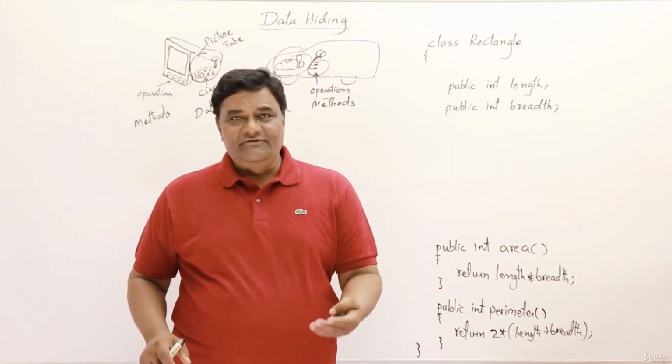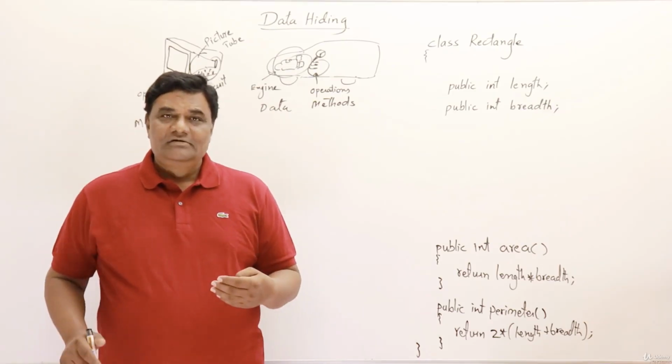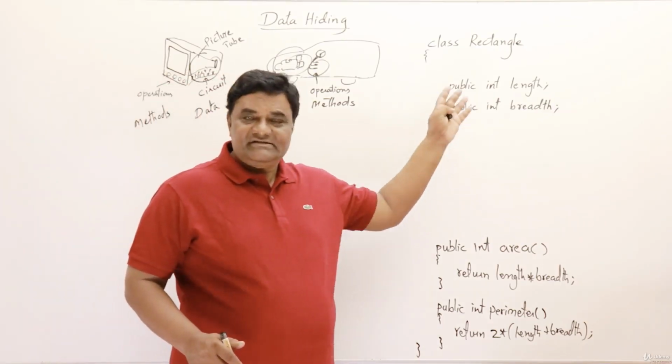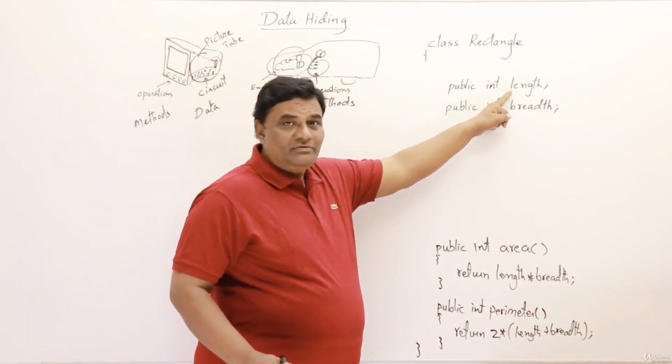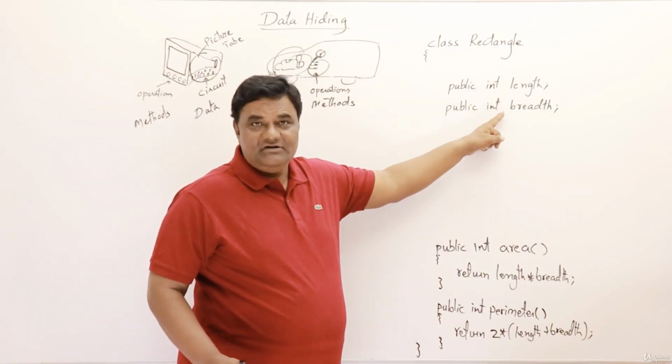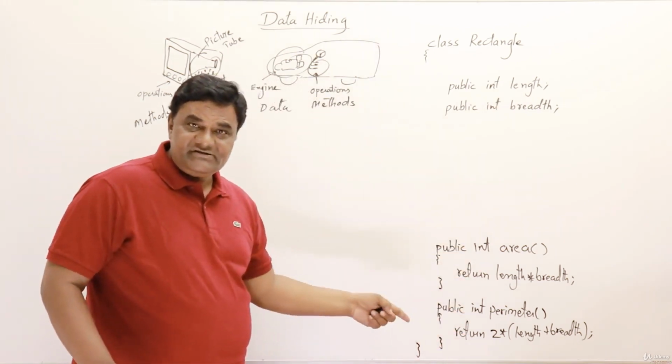So when we are making a software, in software also it should be a similar thing. Same thing should happen. So now let us look at our class. This class we have already written. I have written a class Rectangle and it has two data members, which we call properties. And these are the methods, functions, operations.